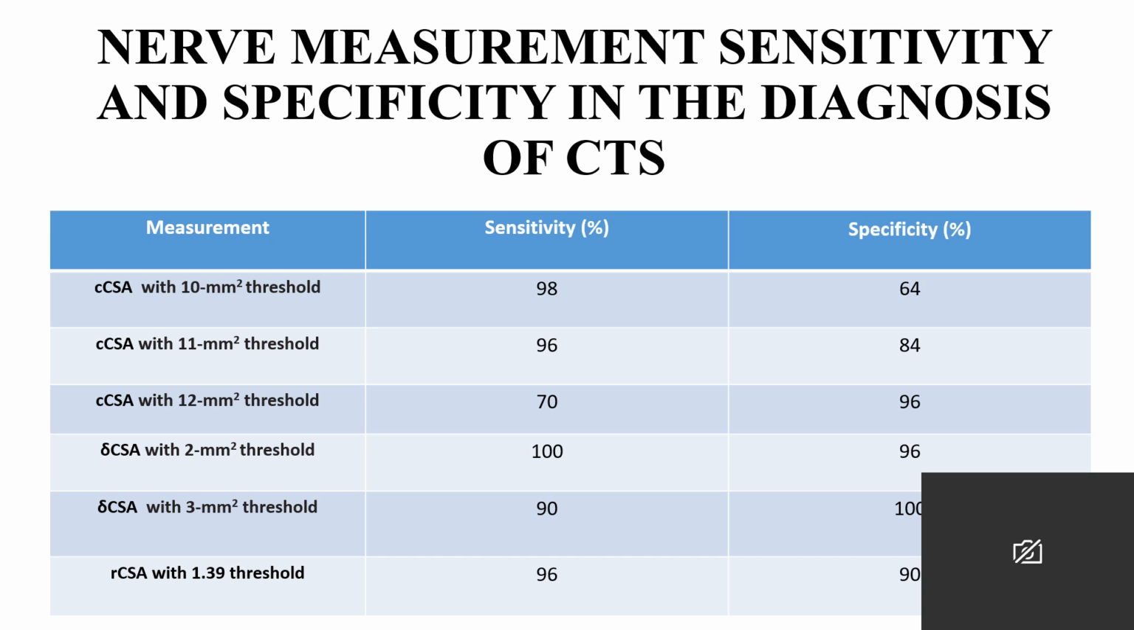Nerve measurements, sensitivity and specificity in the diagnosis of carpal tunnel syndrome. The sensitivity was 100% with delta cross-sectional area with 2 millimeter square threshold, whereas specificity was 100% with delta cross-sectional area with 3 millimeter square threshold.